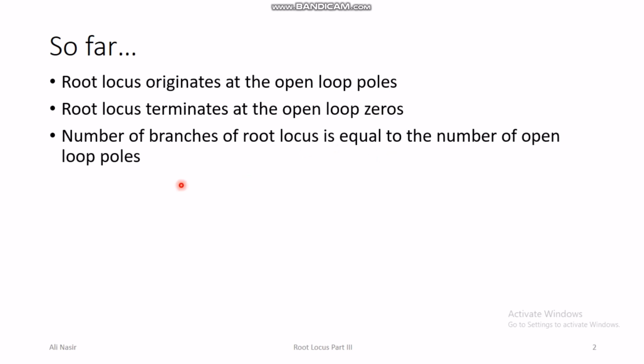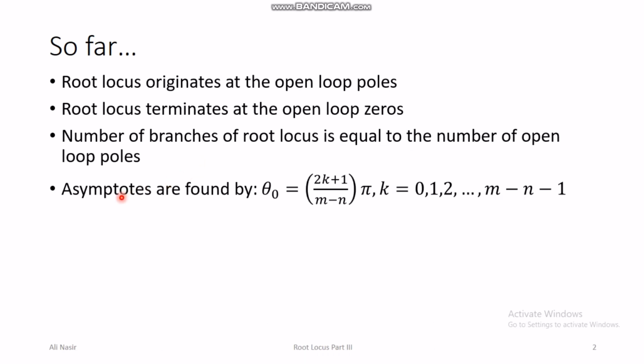Then we studied that number of branches in the root locus is equal to the number of open loop poles, which means that every open loop pole follows its own path in the root locus. Similarly, we found that asymptotes in the root locus are calculated using this angle. So what are asymptotes? Asymptotes are those paths of those poles who cannot find any zero to converge to.